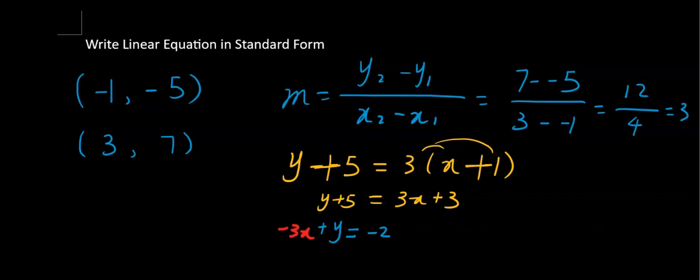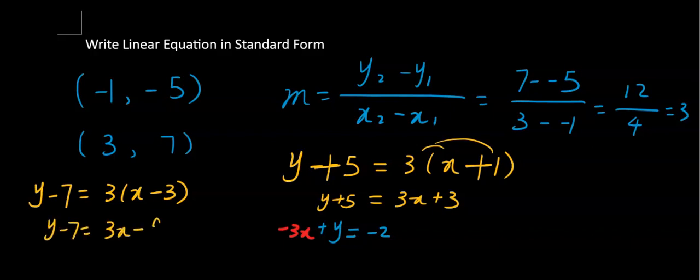I'm going to use the next point. Okay? Same slope, different point. y minus 7 equals slope, 3 times (x minus 3). y minus 7. Distribute: 3x minus 9. Subtract 3x each side. -3x. y does not move, y stays here, and plus 7 each side equals -2.